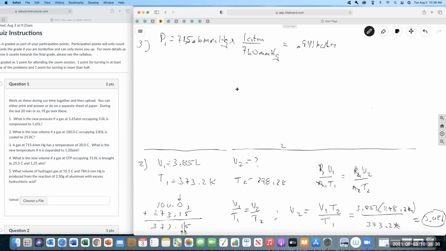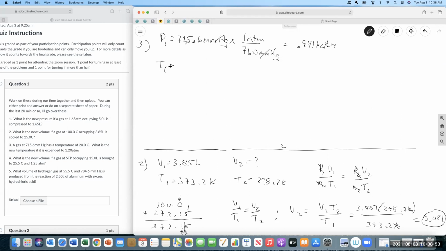Professor, do we always have to convert it to atmosphere? You should get in that habit. Actually, if you're just doing it this way, as long as your units cancel, if you use R, for sure. If you're using temperature, it always has to be in Kelvin though.